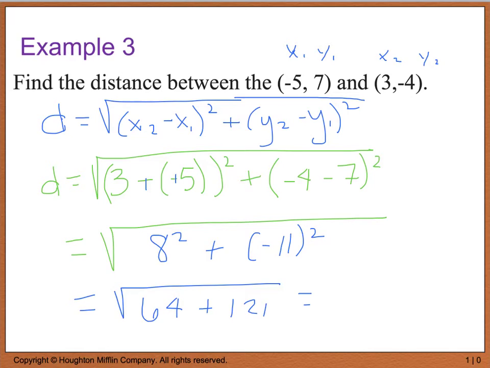And if I add 64 and 121, I end up with the square root of 185. So we can either leave it like that, or we can simplify it and see that we get something around 13.6 units.